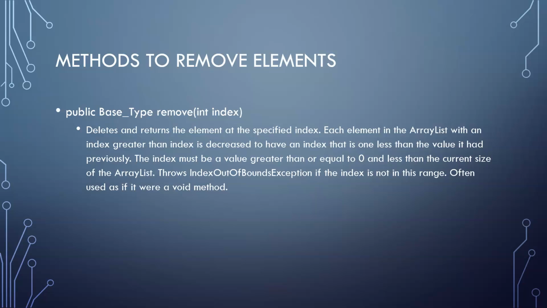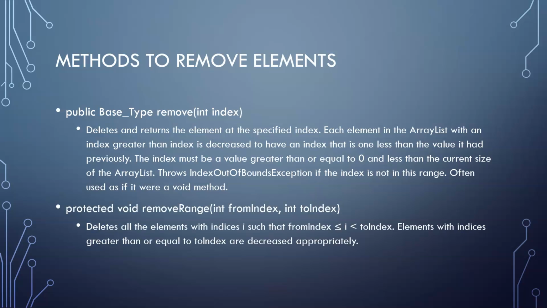And the index must be a value greater than or equal to 0 and less than the current size of the array list. So if your array list is, let's say, up to 5, and you say, I want it to take out value 6, you're going to get an index out of bounds exception there because, again, it's not in the range.